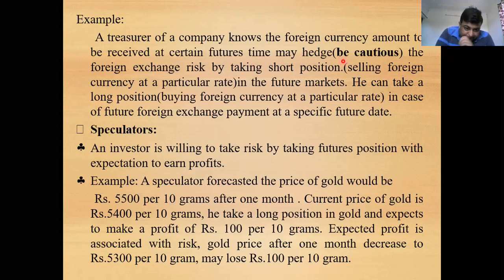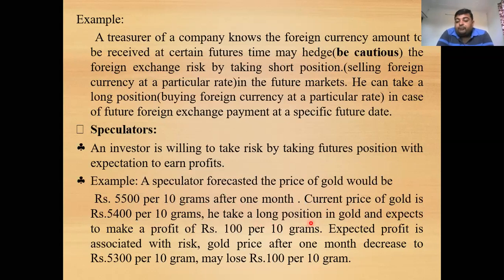Next is the speculator. A speculator is an investor who is willing to take risk by taking a future position in the expectation of earning profit. A speculator is a type of trader; a speculator is always a trader. Now we will take an example. Suppose the speculator forecasts the price of gold would be rupees 5,500 per 10 grams after 1 month. Here it is just an expectation. The current price of gold is 5,400 per 10 grams.